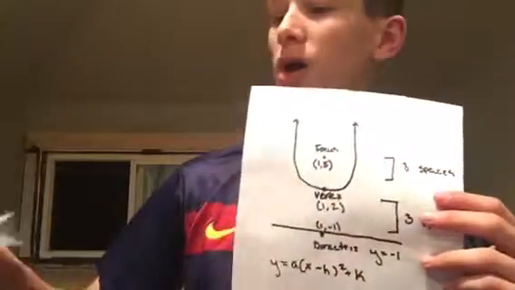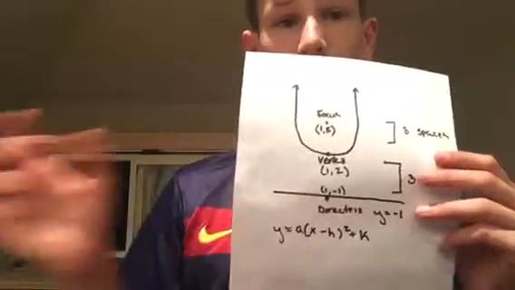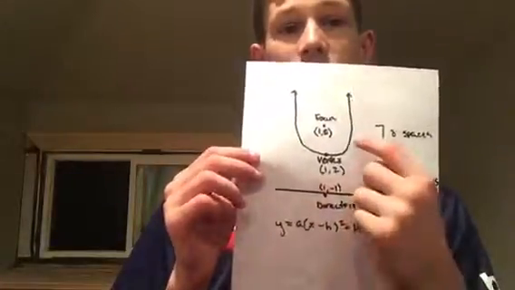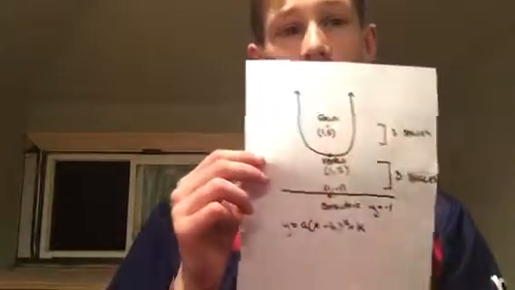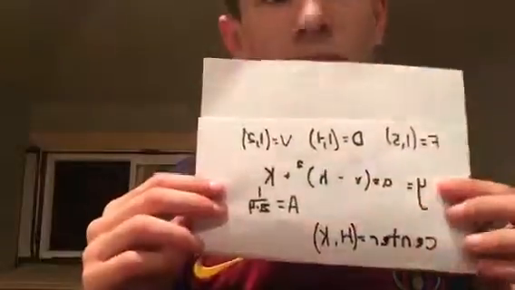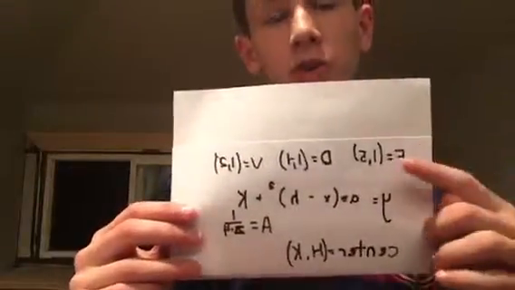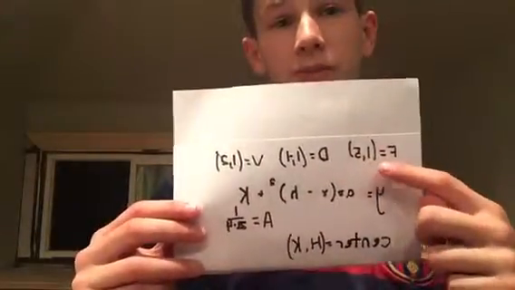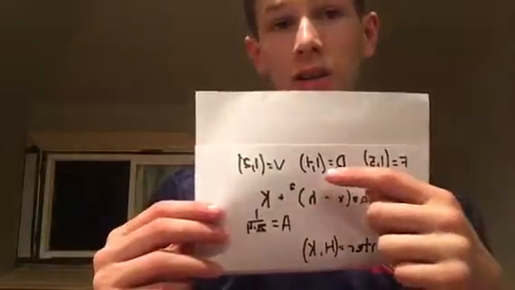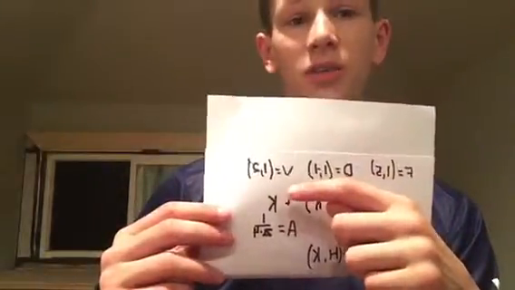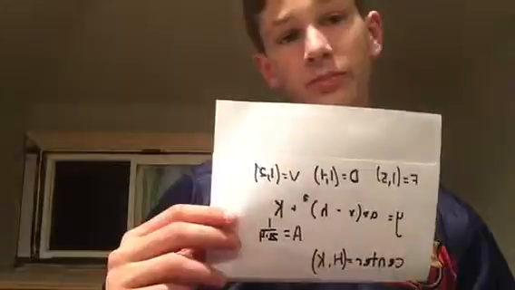So this is essentially what your problem will look like. I'll have the directrix here, vertex, focus. So in this one, I've added values to it. Our focus is (1, 5), our directrix is y = -1, and our vertex is (1, 2).